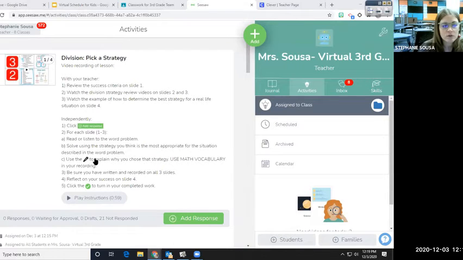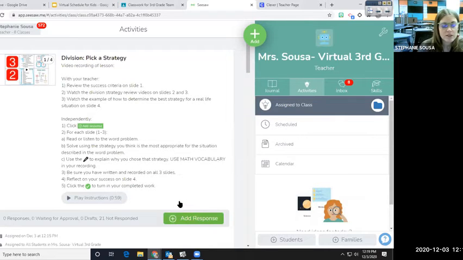Use the microphone to explain why you chose that strategy. Use math vocabulary in your recording. Be sure you have written and recorded on all 3 slides. Reflect on your success on slide 4 and click the check to turn in your completed work.